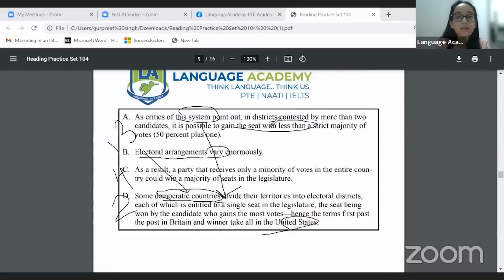So understand, the first sentence will always tell you this is the topic. The second sentence will explain the meanings, the justifications, the examples, right?